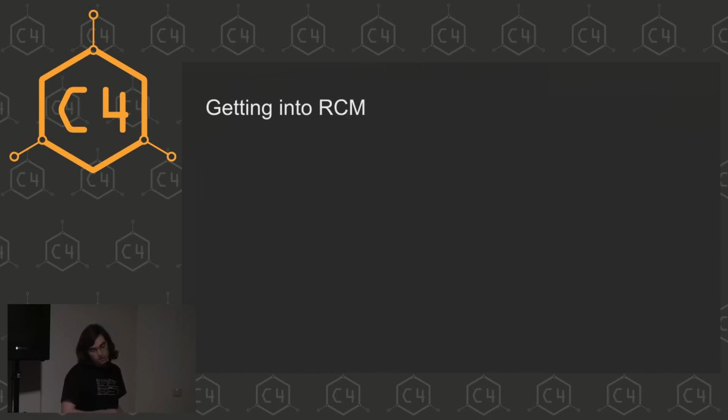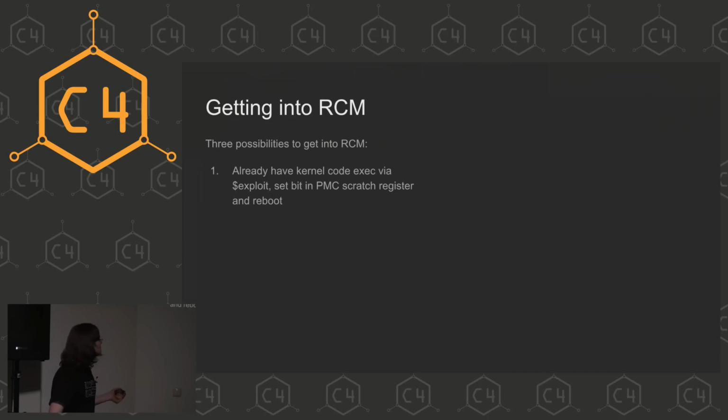One last slide. How do you get into RCM? Relatively easy. There are 3 possibilities. You already have kernel code execution due to some other hack, and you can just set this PMC scratch register and reboot, and then the ROM sees this and just goes into the RCM path. You rip off the eMMC board, then it can't boot. It has no other chance than to go into RCM so that we can exploit it.